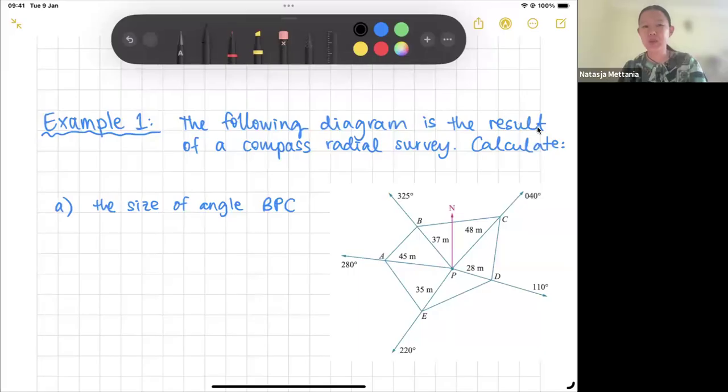Welcome back. This will be part 2 of compass radial surveys. This will be the example. So let's start. The following diagram is the result of a compass radial survey.